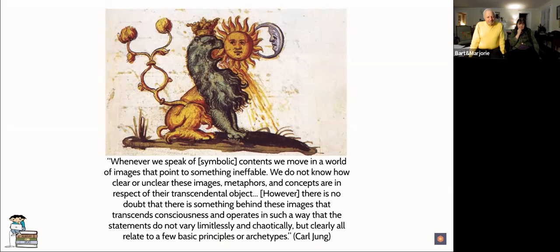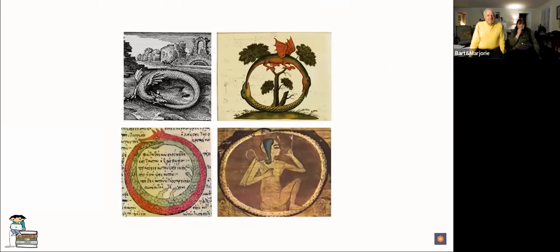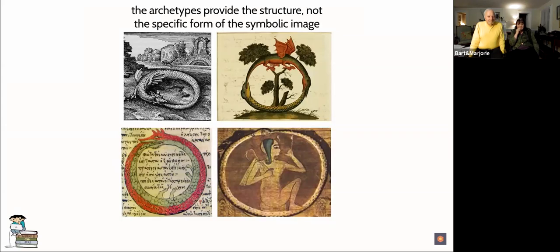However, there is no doubt that there is something behind these images that transcends consciousness and operates in such a way that the statements do not vary limitlessly and chaotically, but clearly all relate to a few basic principles or archetypes. It is important to point out that the archetypes do not manifest the exact same set of symbolic images for each person. Rather, the archetypes provide the structure, not the specific form of the symbolic image.